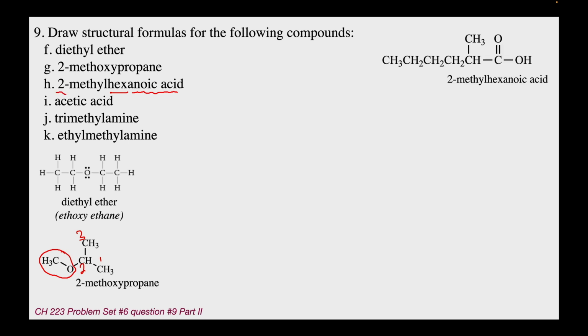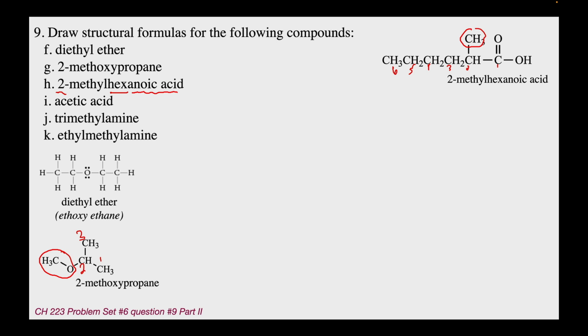So here's 2-methylhexanoic acid. You've got 1, 2, 3, 4, 5, 6 carbons. 1 is always the carboxylic acid, and 2-methyl means you have a methyl group off the second carbon. 2-methylhexanoic acid. Acetic acid is a really common carboxylic acid.